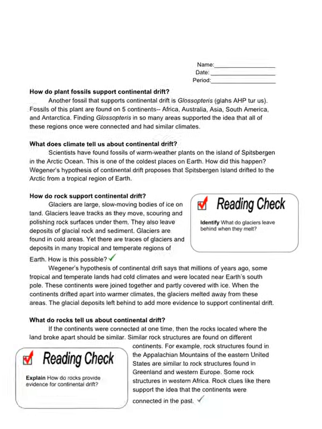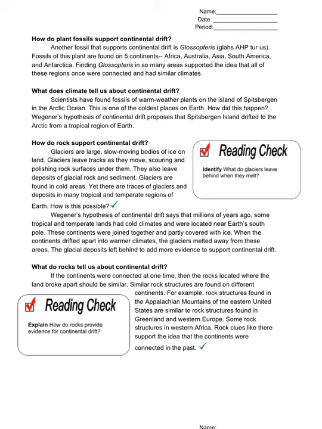All right. How do plant fossils support continental drift? Another fossil that supports continental drift is Glossopteris. Fossils of the plant are found on 5 continents: Africa, Australia, Asia, South America, and Antarctica. Finding Glossopteris in so many areas supported the idea that all of these regions once were connected and had similar climates.